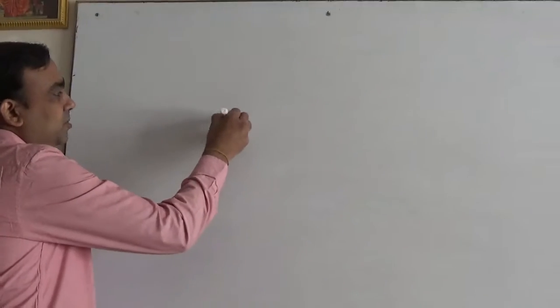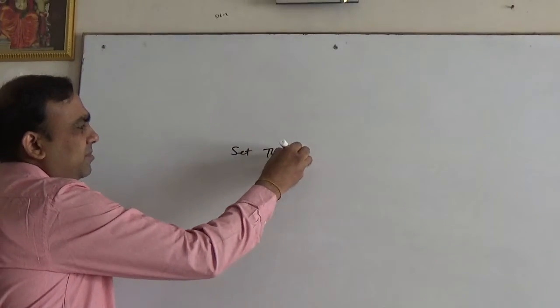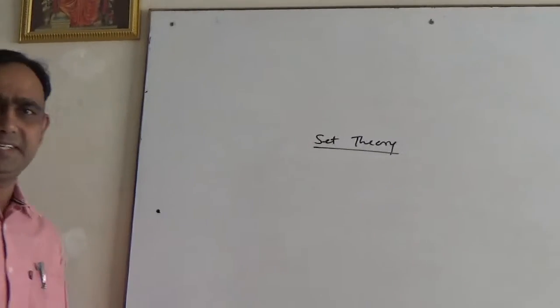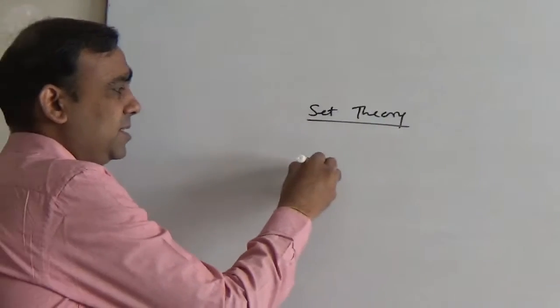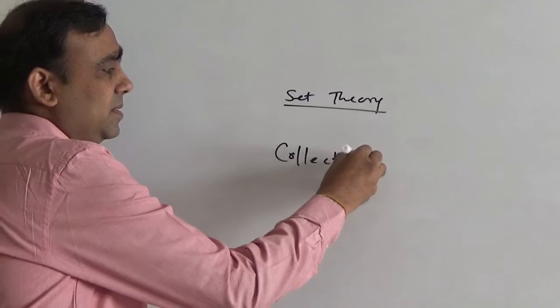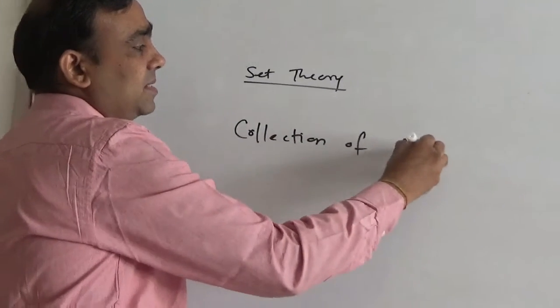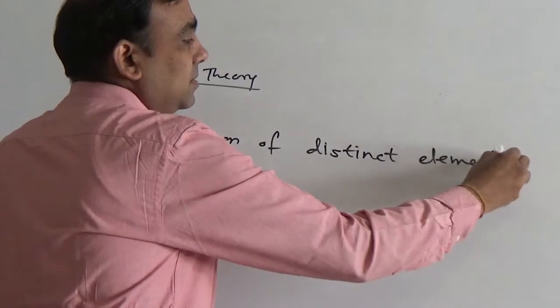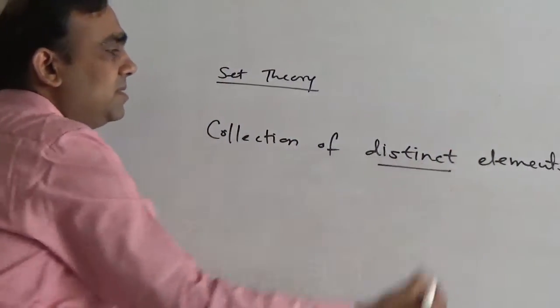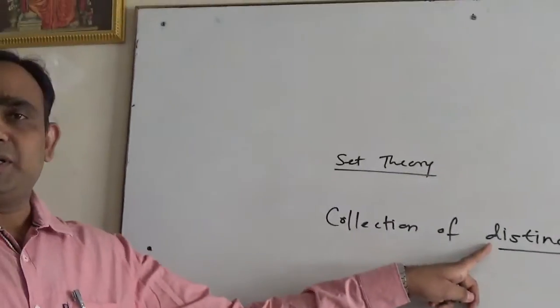So the first topic should be set. We'll just take a brief introduction about the set theory. What is set? Basically, set is a collection of distinct elements. What do you mean by distinct? It means repetition is not allowed.